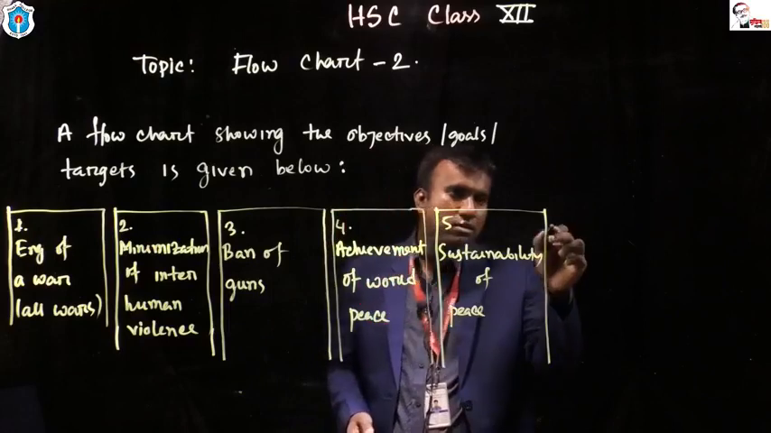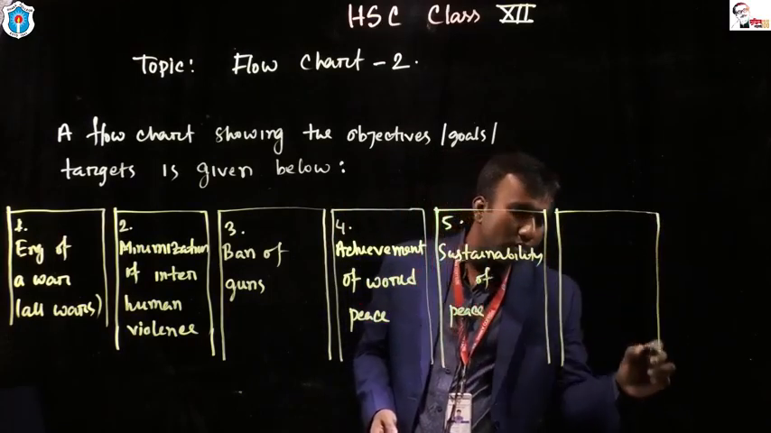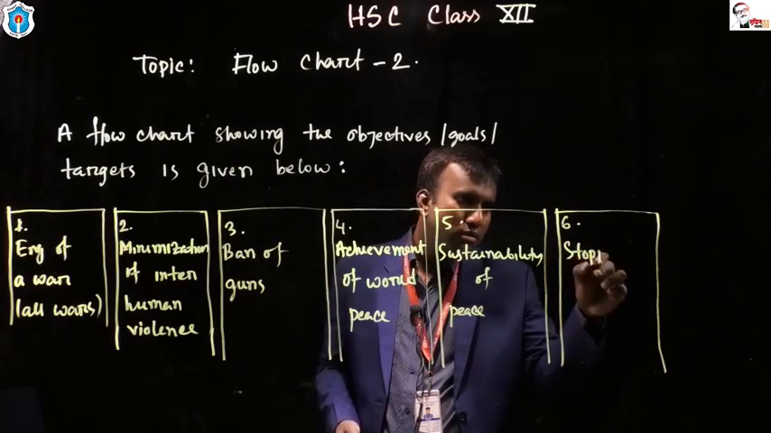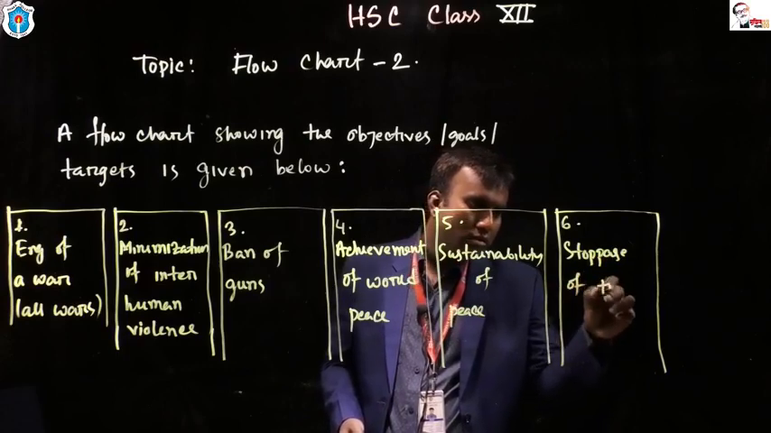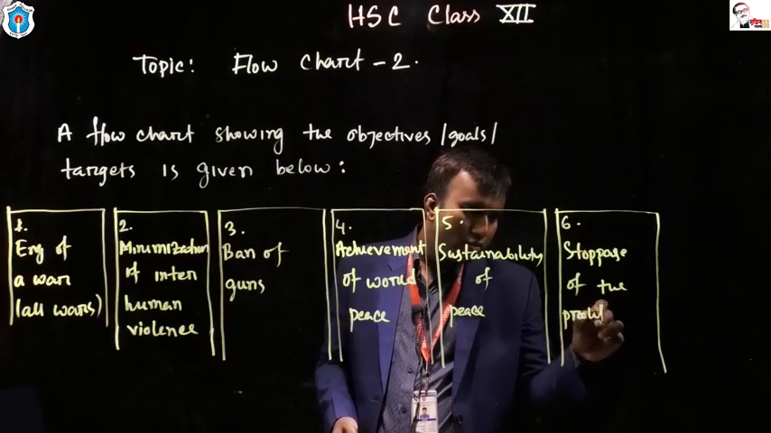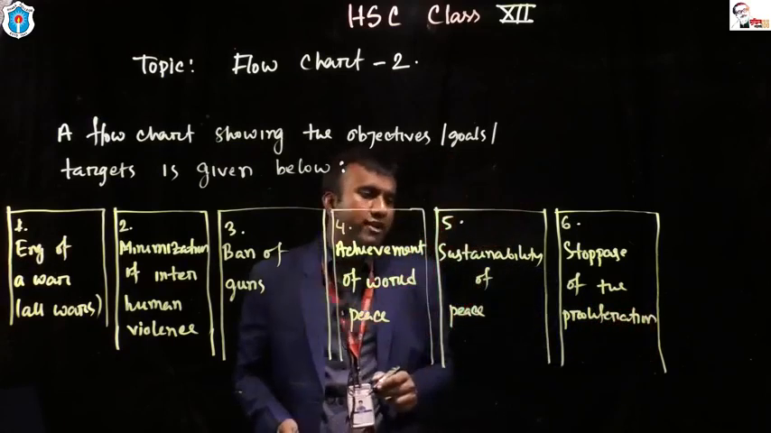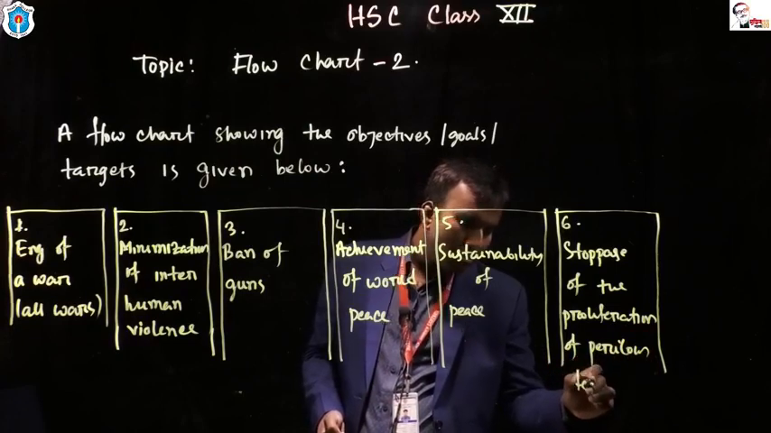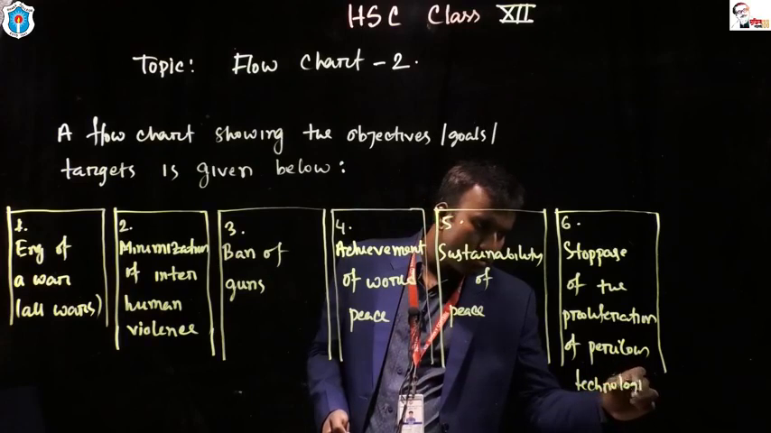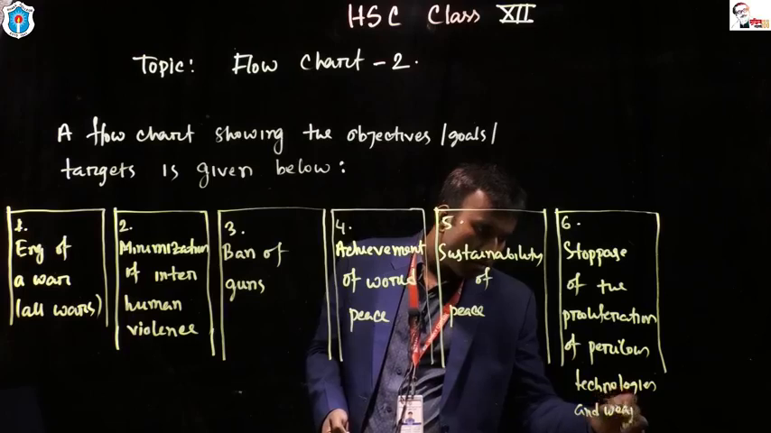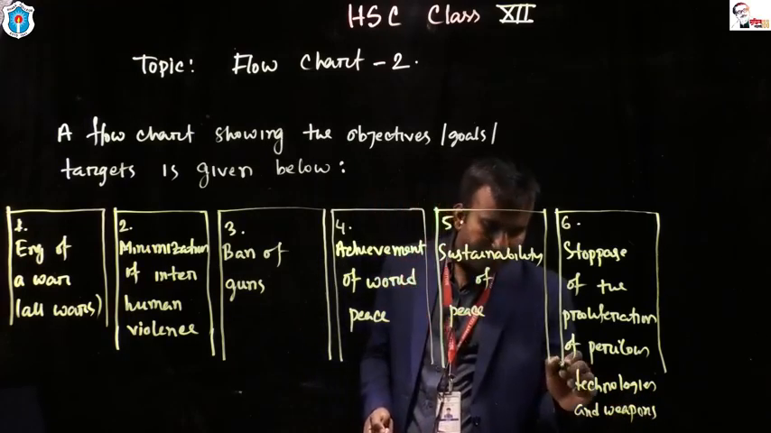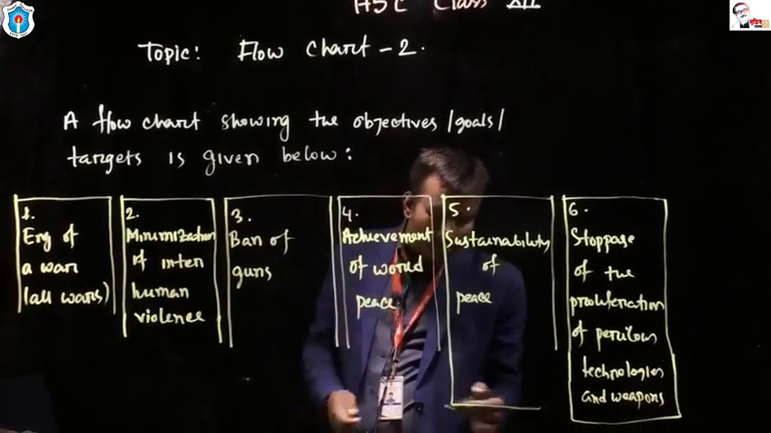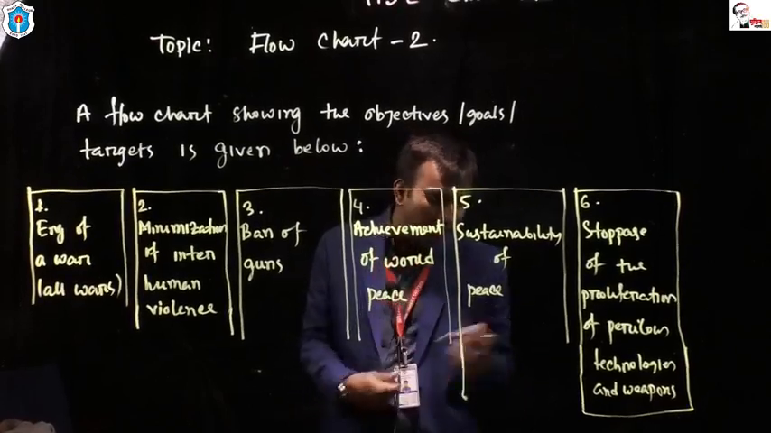Number six. You can say stoppage of the proliferation of perilous technologies. Perilous means dangerous. Weapons. Okay. Each of the boxes should be of similar size. Dear student, each of the boxes would be of similar size.